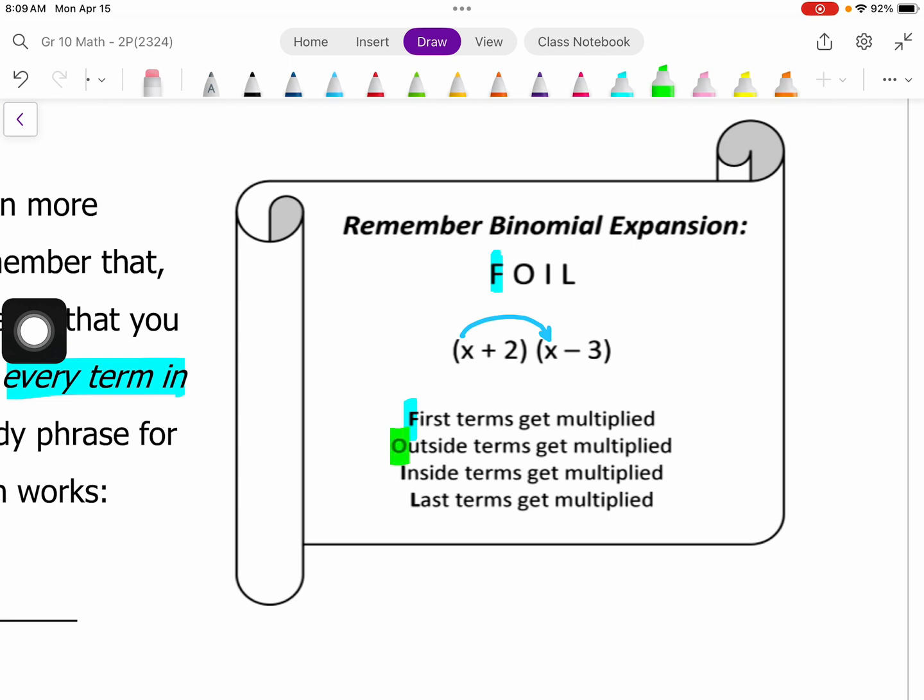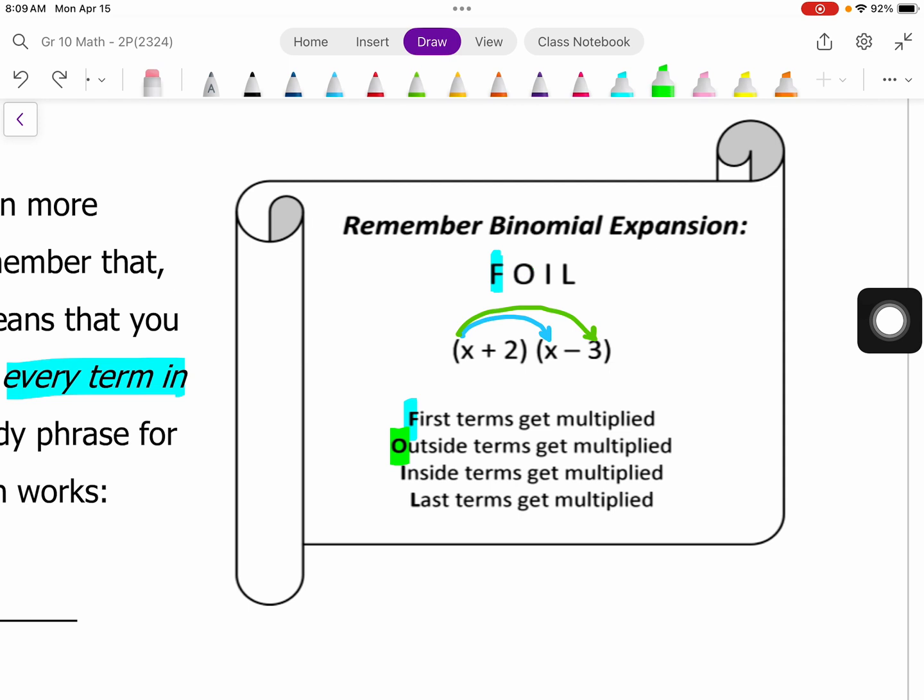Then we take our outside terms and multiply them together. So this is the outside and this is the outside. So we're just looking at either end really. So the x multiplies by the -3 here.